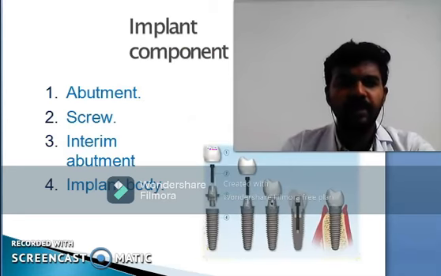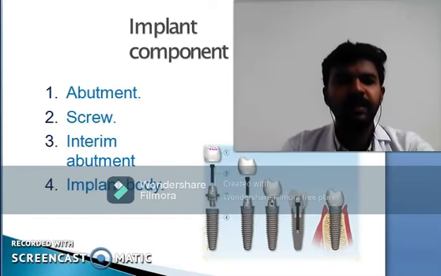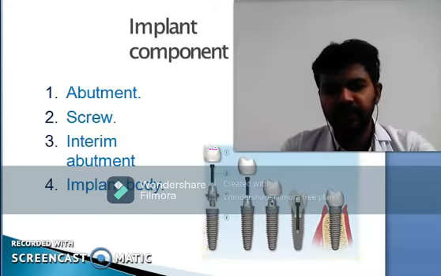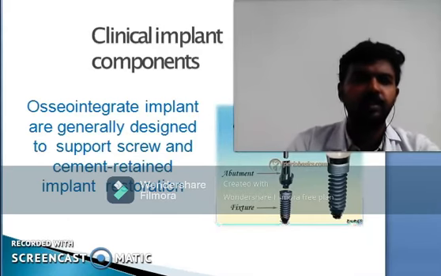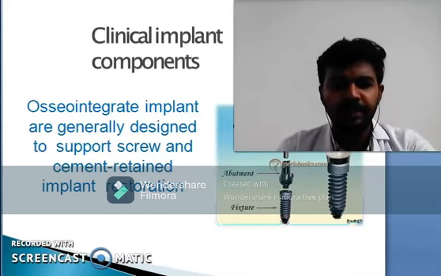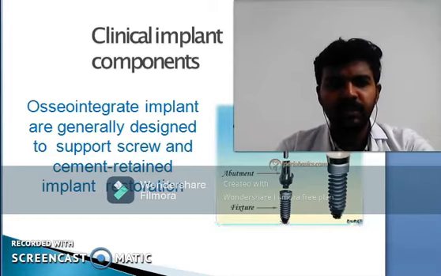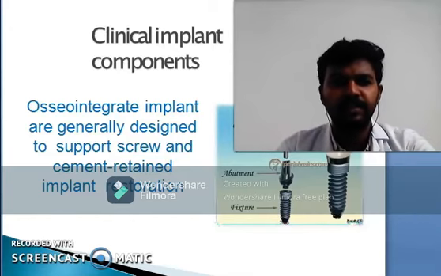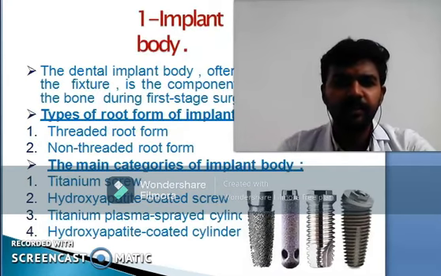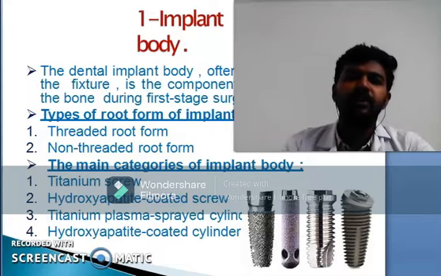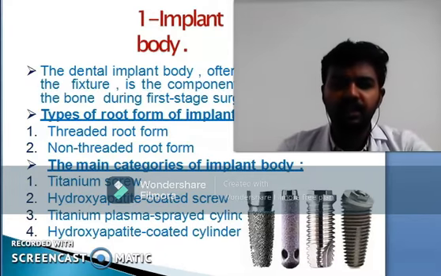Implant components: abutment, screw, interim abutment, and implant body are the components of implants. Clinical implant components: osseointegrated implants are generally designed to support screw and cement retained implant restorations. Implant body: the dental implant body is often referred to as a fixture. It is the component placed within the bone during the first stage of surgery.